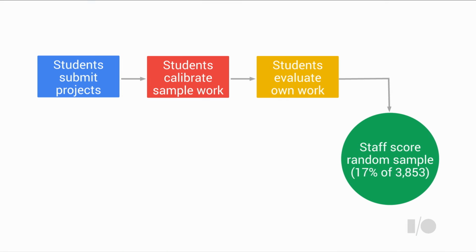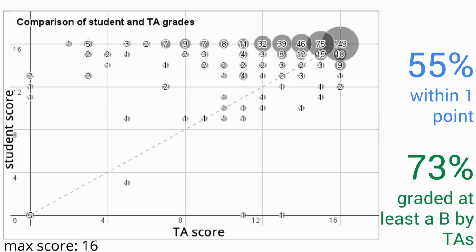So here is our process. We had students submit their case studies. We gave them a couple of practice calibration exercises where we had graded them, where the course staff had graded them. They got some feedback about how well they were grading these practice exercises. Then they evaluated their own work. And at the end of the course, we scored a random sample of assignments, and we wanted to see how well the students' scores aligned with our course staff scores.